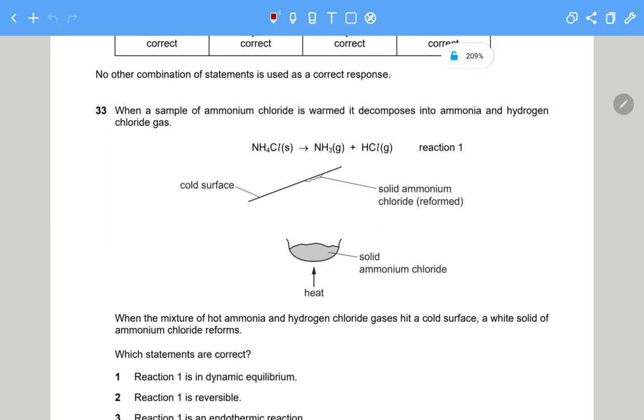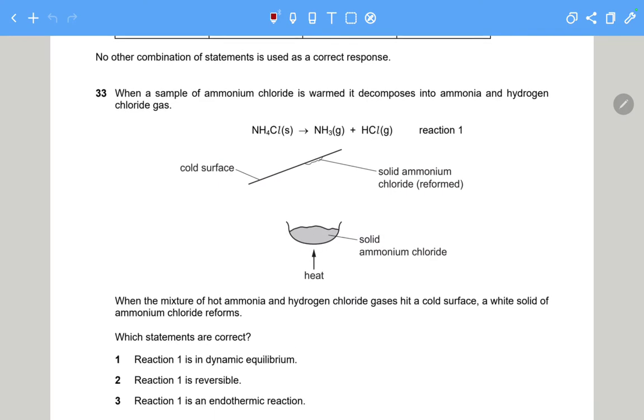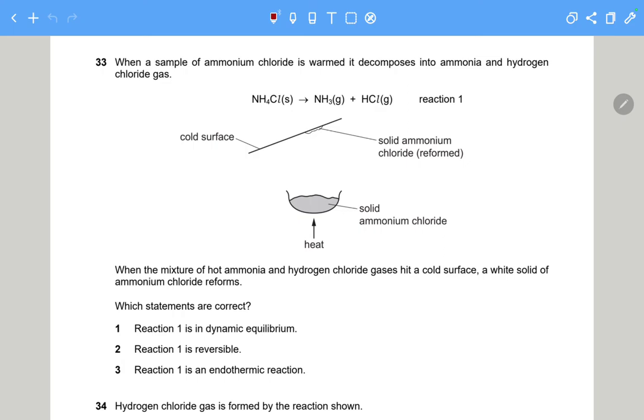Then question 33. When a sample of ammonium chloride is warmed, it decomposes into ammonia and hydrogen chloride. When the mixture is hot, ammonia and hydrogen chloride gases hit a cold surface, a white solid ammonium chloride reforms. Okay. And which statements are correct? Reaction 1 is in dynamic equilibrium. Now this sounds tempting because you would think that when you heat up the ammonium chloride, you form these two things. These will travel up, they will hit the cold surface, they'll reform ammonium chloride. So the reaction is in equilibrium.